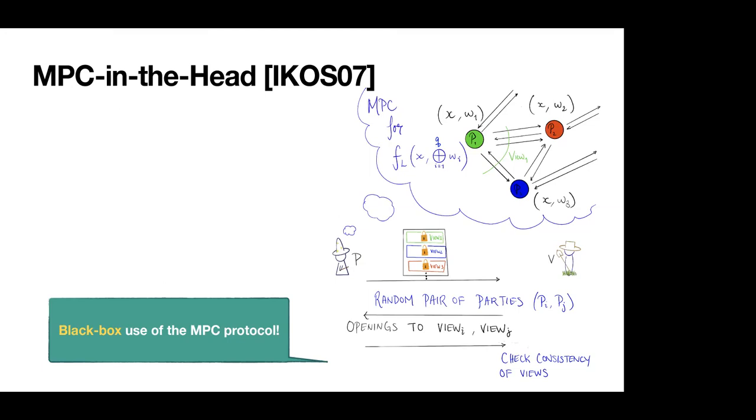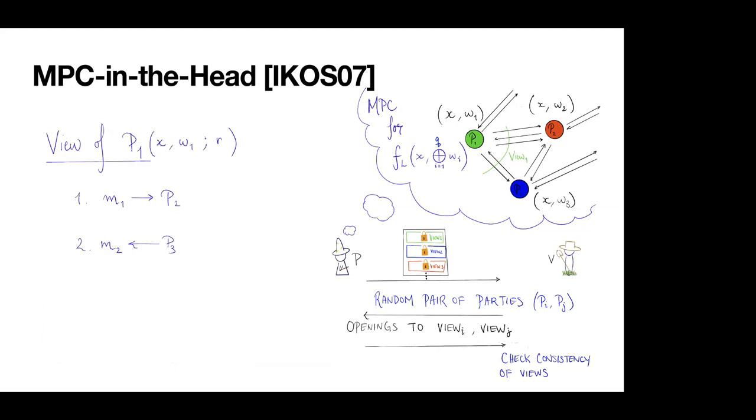And the verifier will then specify a random pair of parties, Pi, Pj. The prover will open to view i, view j. And the verifier will then just check the consistency of these views, in the sense that the incoming messages and outgoing messages between these two views should be consistent. And this is a black box use of the MPC protocol.